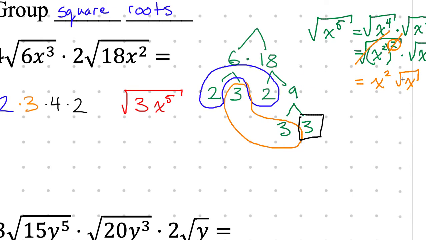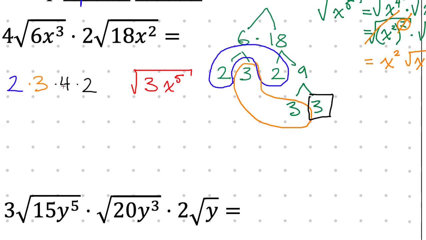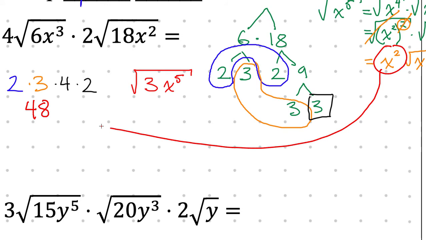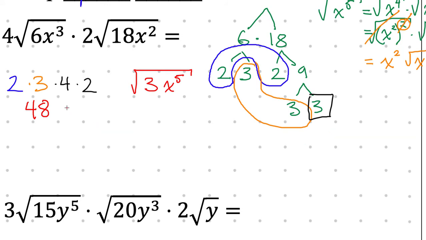I have my variables dealt with. I have my constants dealt with. So it's going to be 2 times 2, I'm doing these two first, is 4. 4 times 3 is 12. 12 times 4 is 48. So if someone can back me up, everyone else got 48 as well. 48, and then I have this x squared that I'm going to pull right over here.